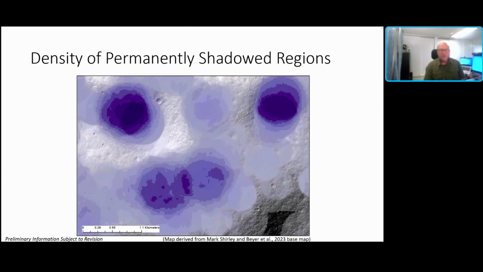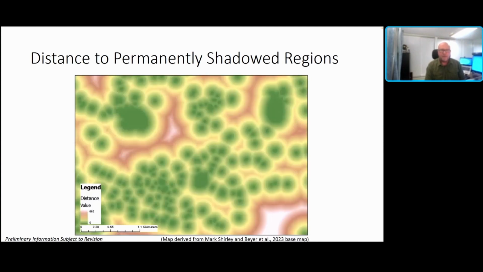So one train of thinking is that the more PSRs you have in one location, the better chance that you'll find volatiles. And so I created a density of permanently shadowed regions map. Next slide. I also created a distance to permanently shadowed regions. And so the thought is as we get closer, there'll be cooler temperatures and more opportunity to find volatiles. Next slide.